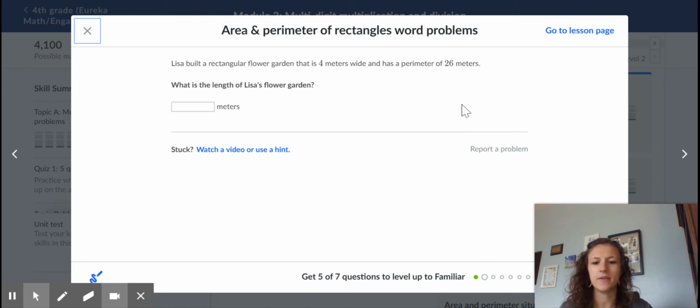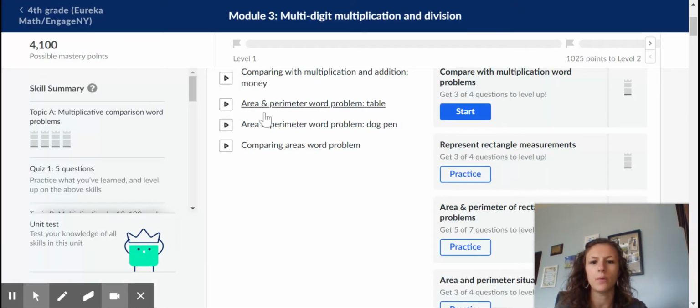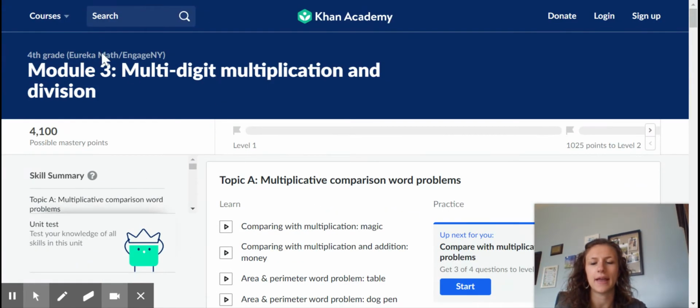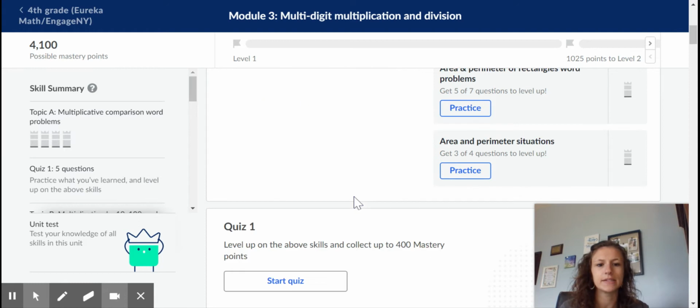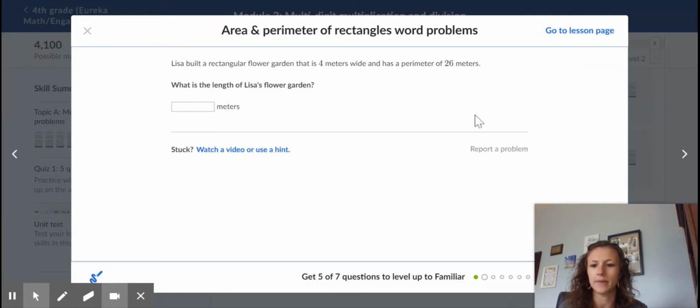Hello everybody. We're going to be working through some area and perimeter word problems. I am on Khan Academy. If you want to practice with this as well, we are at Khan Academy Eureka Math 4th grade, Module 3, in that first topic, area and perimeter of rectangles word problems. So let's practice and talk through a couple of these.